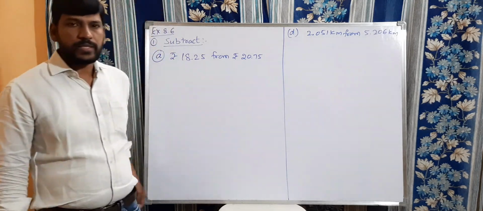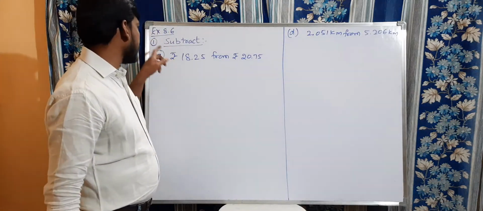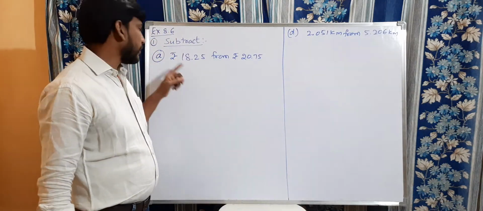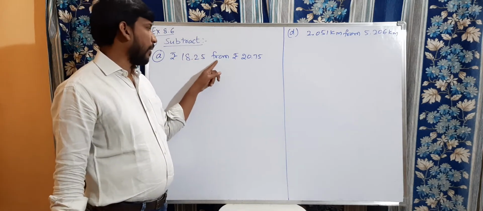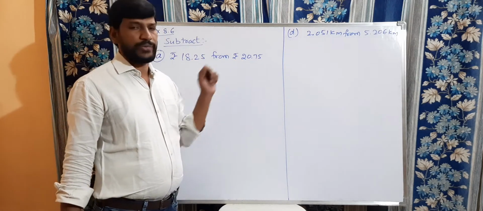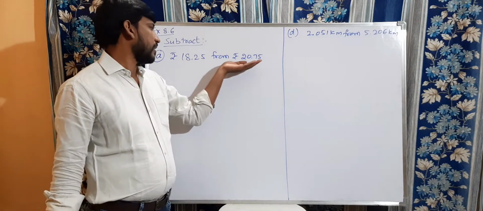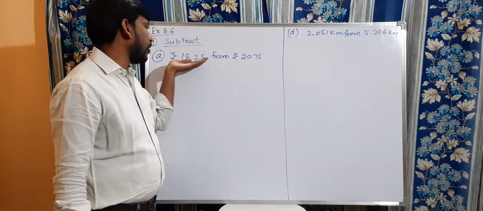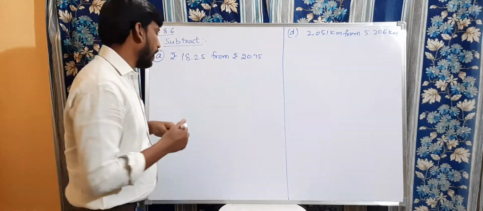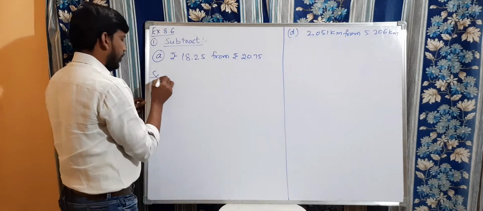Right, children, let us start exercise questions. Exercise 8.6, question number 1. Subtract 18.25 rupees from 20.75 rupees. So here there are 18 rupees 25 paise, and here there are 20 rupees 75 paise. So we need to subtract this value from this. So do only column method, right? So now let us discuss the solution.